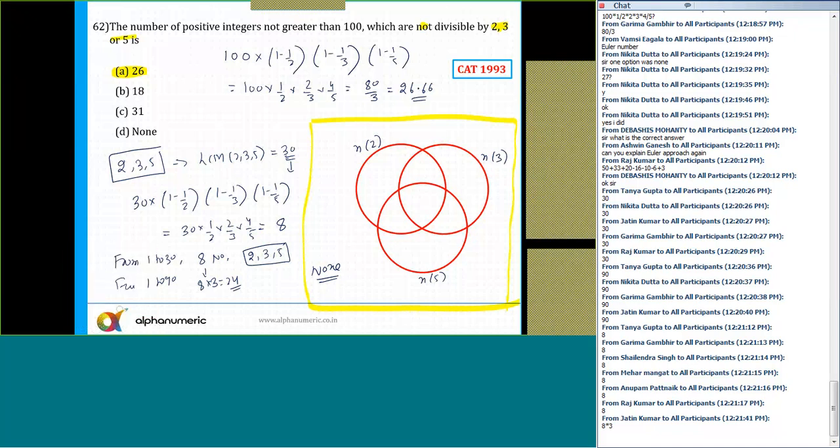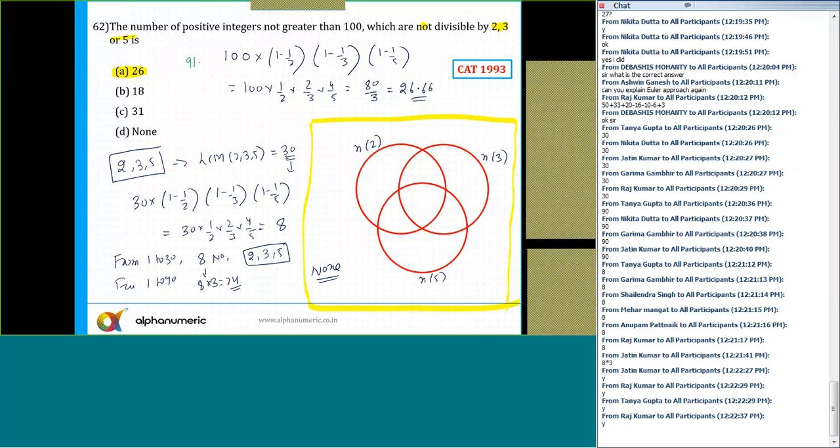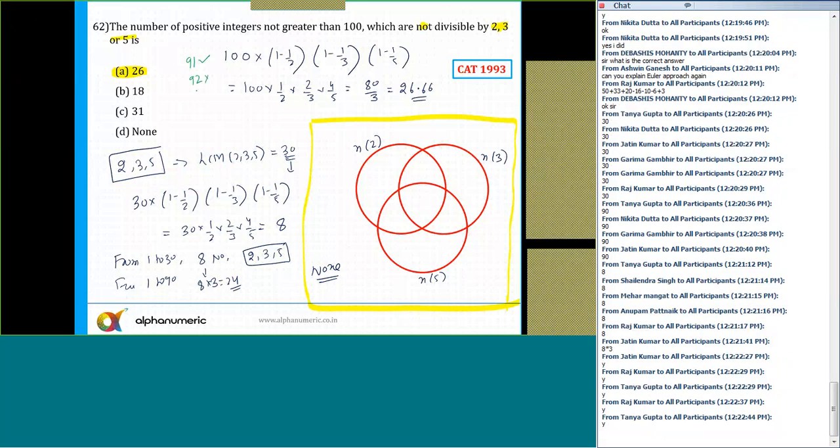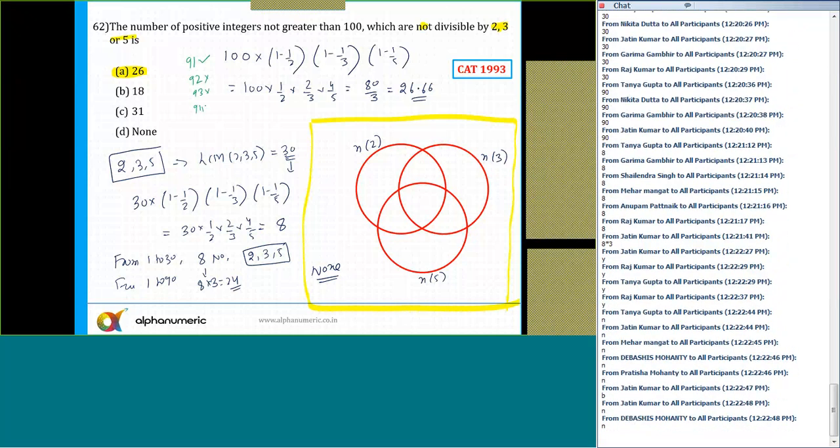Let's check the last 10 numbers, guys. Tell me whether 91 will satisfy this condition, yes or no? I'm basically looking for a number which is divisible by neither 2, nor 3, nor 5. 91 is not a multiple of 2, nor 3, nor 5, so it will satisfy. Whether 92 will satisfy, tell me. No. 93, no, it's a multiple of 3. 94, it's a multiple of 2. 95, it's a multiple of 5, does not satisfy. 96, it's a multiple of 2.